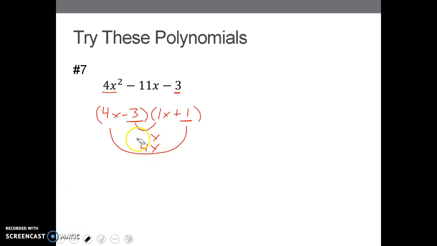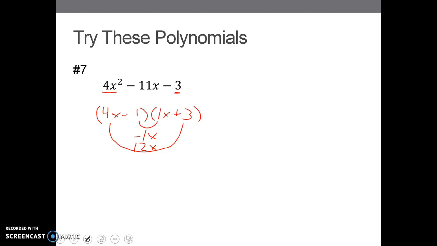So I'm going to try something else here. Maybe instead of the 3 here and the 1 here, I'm going to try the 1 here and the 3 here. So then I would have a -1x for my inside terms, 12x for my outside terms. -1 plus 12 is +11.